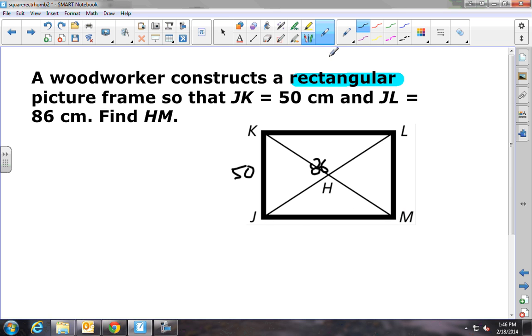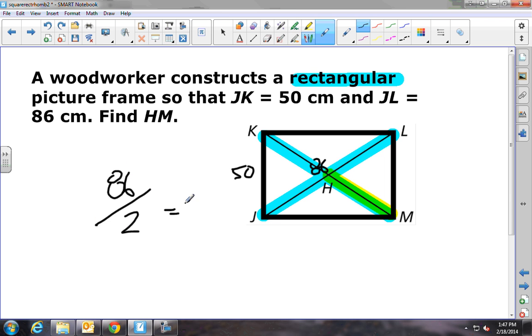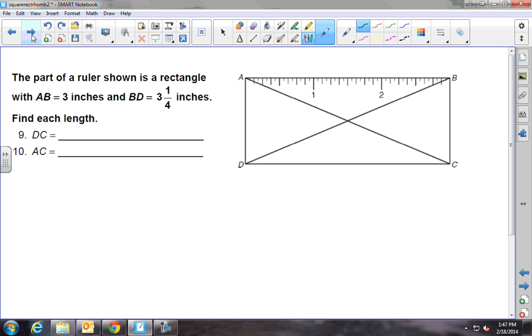All right, so if I know that this here is 86, I know that the diagonals are congruent in a rectangle. So this has to be 86 as well. And I also know that the diagonals bisect each other. So if they're asking for H to M, which is this segment here, it's got to be half of 86. So I just take my 86, cut it in half, and we find out the answer is 43.